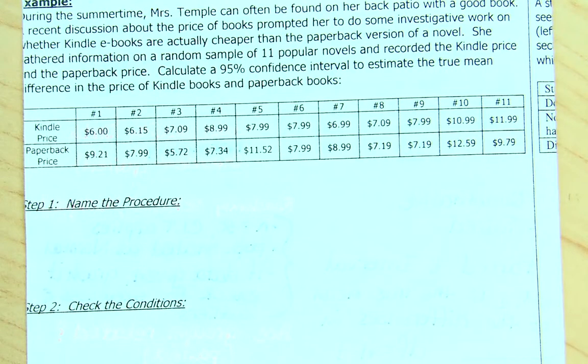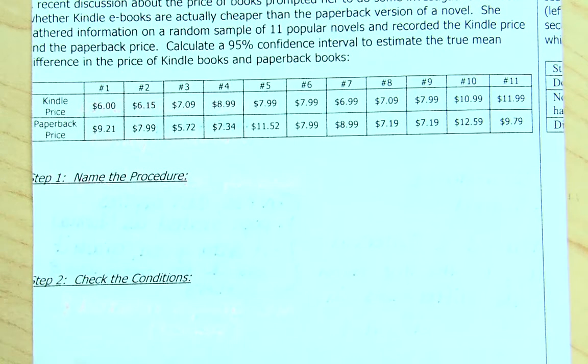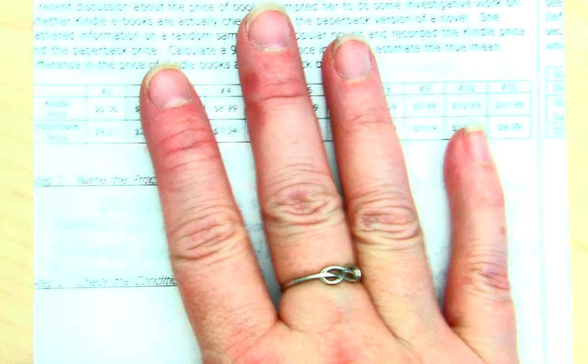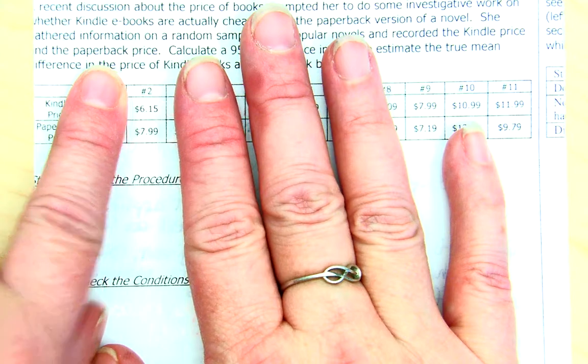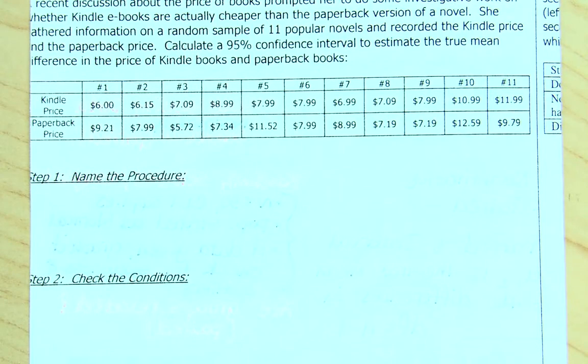So we want to do a paired procedure. Why would this be paired? Yeah, it's the same book that's being bought at both. So these are values for the exact same title of the book. These two are the same book, just two different forms, Kindle and paperback. So that's why we're doing paired.